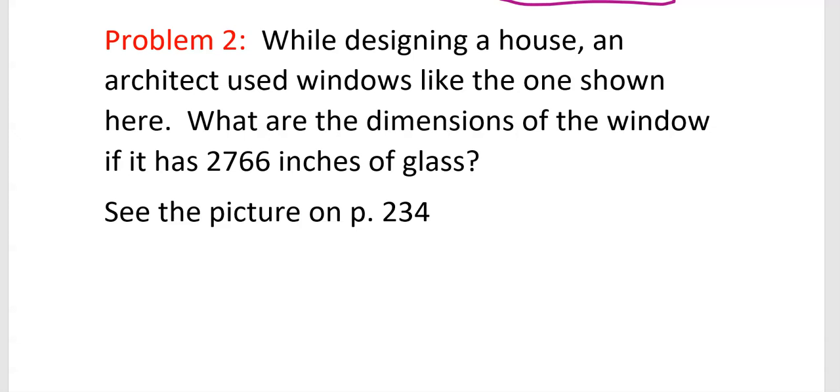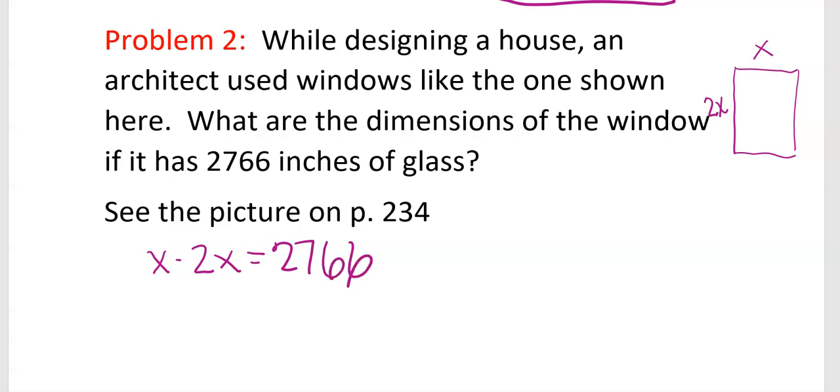So we have one side that has x, that's the width of the window. The length is 2x. So when you think about putting that together, wouldn't it just be like the area of it? So all you really need to do is take x times 2x and set it equal to 2766.